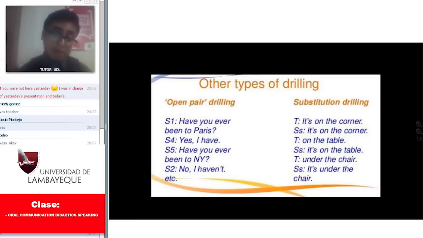But you need to change the place in this case. So you say, have you ever been to the United States? And the next student is not going to say, yes, always. Maybe the student is going to say no, because this is up to the student. Maybe the student hasn't traveled abroad before. So maybe the student will say, yes, I have, or maybe the student will say, no, I haven't.